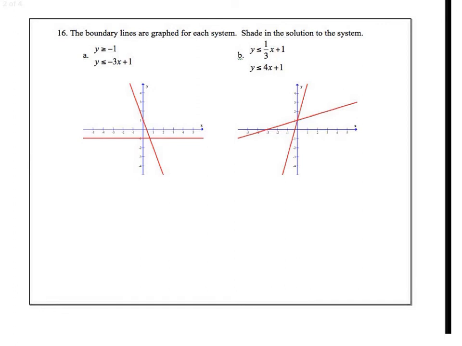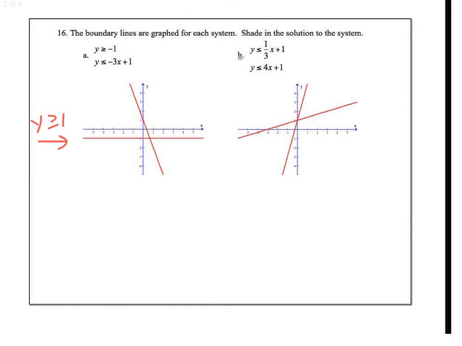Looking at the next one, number 16 says the boundary lines are graphed for each system, shade in the solution to the system. So the lines are graphed, we just have to put the shading in the correct area. So let's look at the first one, y is greater than or equal to 1. Well, that's got to be our line right there.